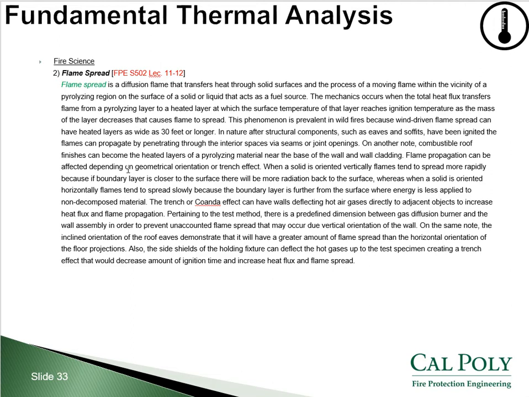flux and flame propagation. Pertaining to the test method, there is a predefined dimension between the gas diffusion burner and the wall assembly in order to prevent unaccounted flame spread that may occur due to the vertical orientation of the wall. On the same note, the inclined orientation of the roof eaves demonstrates that it will have a greater amount of flame spread than the horizontal orientation of the floor projections. Also, the side shields of the holding fixture can deflect the hot gases up to the test specimen, creating a trench effect that would decrease the amount of ignition time and increase the heat flux and flame spread.